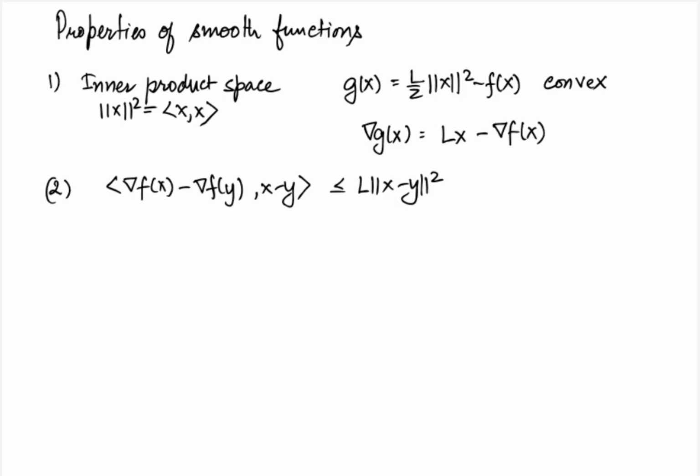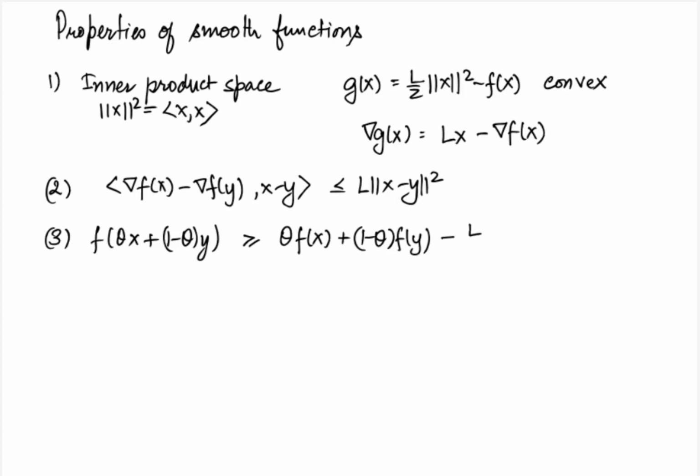Then we have the zeroth order characterization of smoothness, which is that f of theta x plus 1 minus theta y is greater than or equal to theta times f of x plus 1 minus theta times f of y minus L times theta times 1 minus theta divided by 2 norm of x minus y square. We have observed that we did not use the gradients to specify this property, so it's a zeroth order condition. You can prove this by writing the quadratic upper bound at z is equal to theta x plus 1 minus theta y for points x and y, and then adding the two inequalities so that the gradient dependent terms cancel.